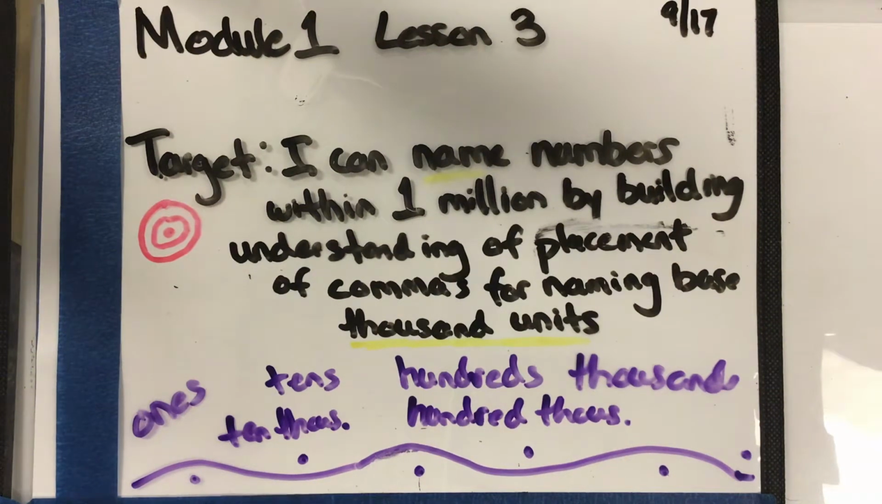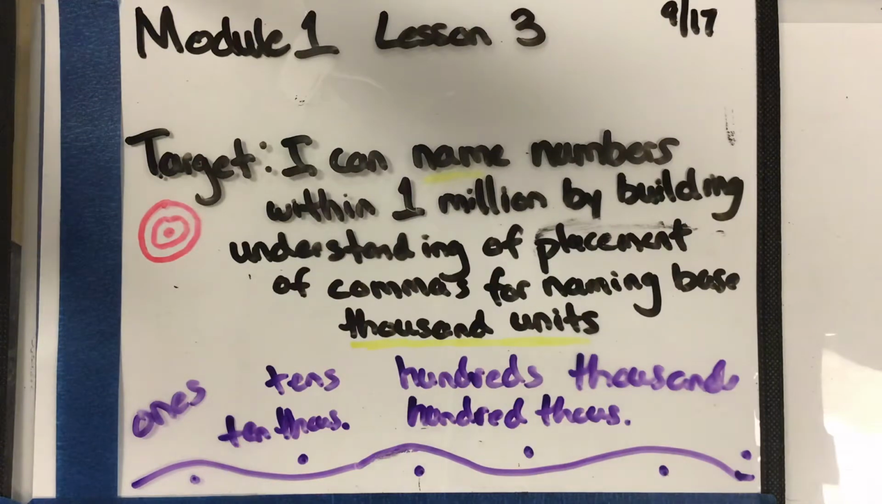Hello, fourth graders. Today's lesson is going to be next in Module 1. We are now looking at Lesson 3, and today's target is I can name numbers within 1 million by building understanding of placement of commas for naming base 1,000 units. Now, what does that mean? Well, that's a good question that you're probably thinking of. And when we think of base units, it's how we count things and identify where they are in a number.